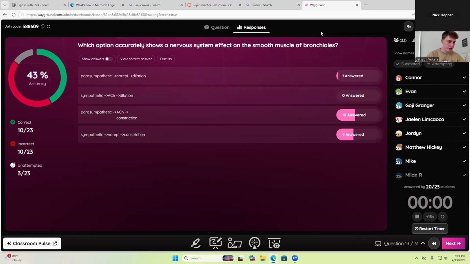So the answer here is C. The parasympathetic nervous system is going to innervate our lungs by releasing acetylcholine, and that's going to cause our lungs to constrict. That's a little bit of a weird one. We don't think about that too often because really we're not going to be constricting our lungs too much. But when we're resting, we don't need to have them as wide.